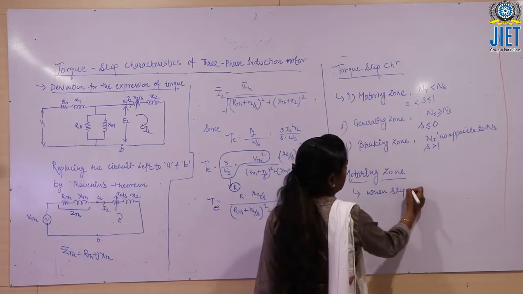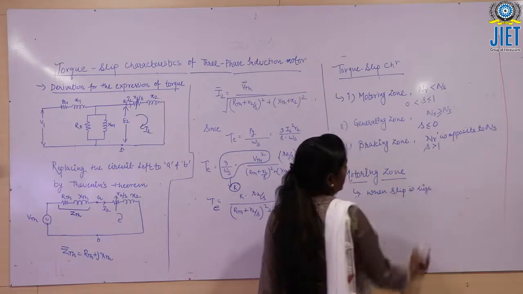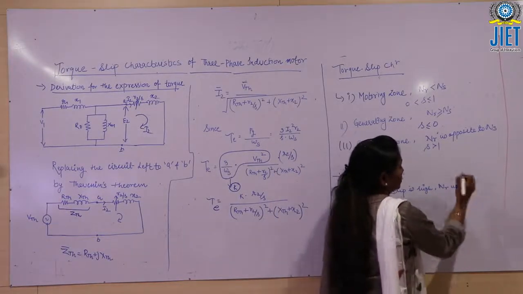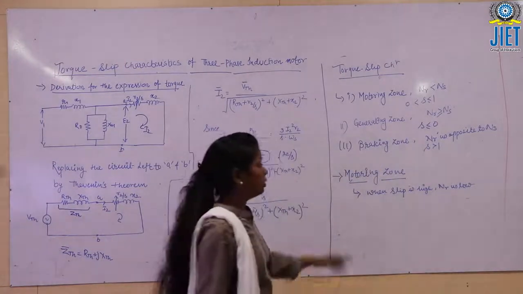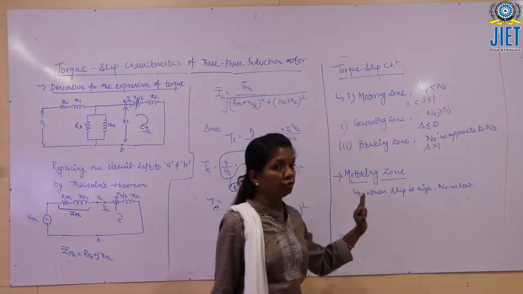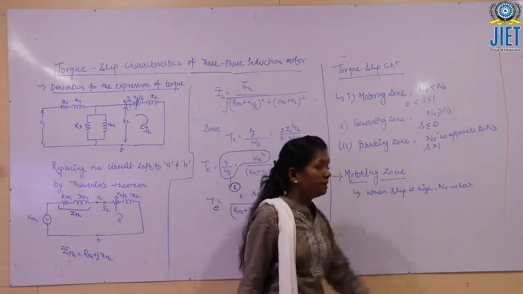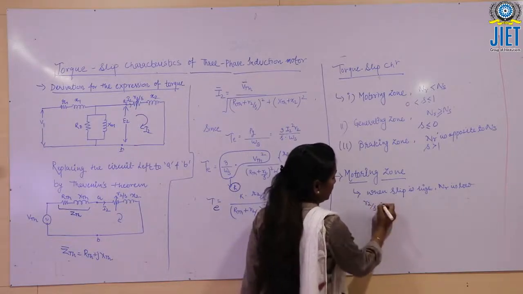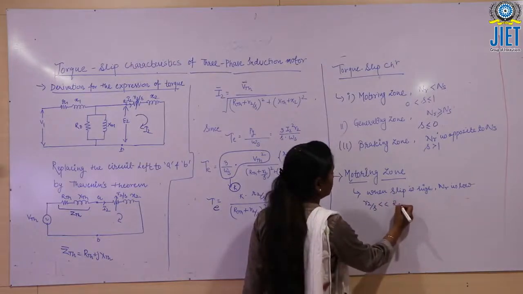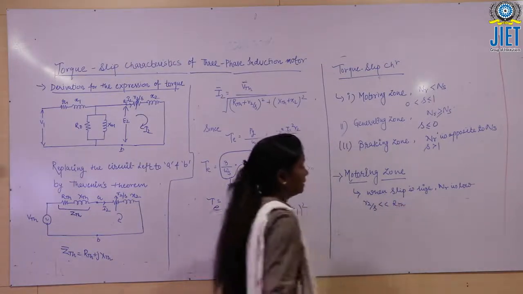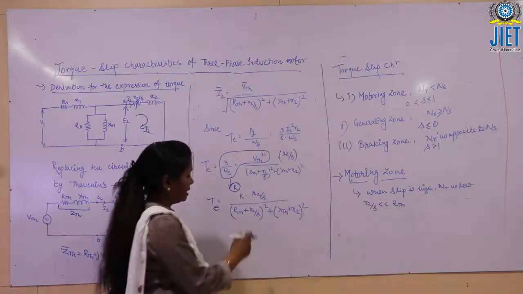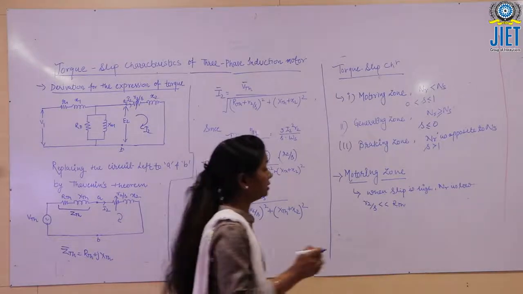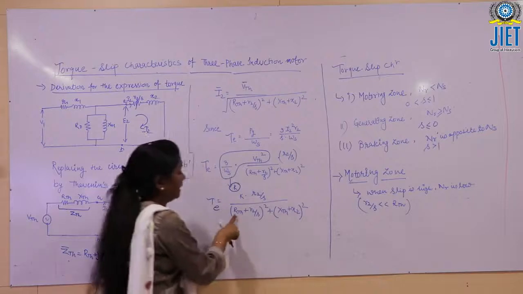Now, further, we are taking the case when slip is high. High slip means when NR is low. So I am further breaking this motoring zone into 2 parts: slip is high and NR is low. Therefore we can say this R2 by S is much less than this RTH, and therefore in this expression I can neglect this R2 by S in the denominator, not in the numerator, because in the denominator it is added with the RTH.